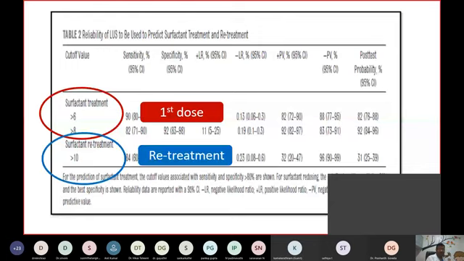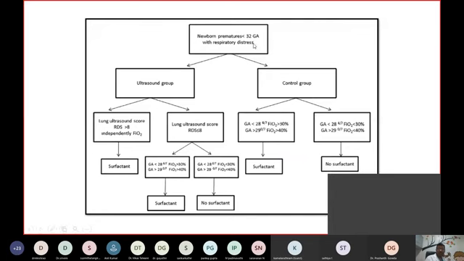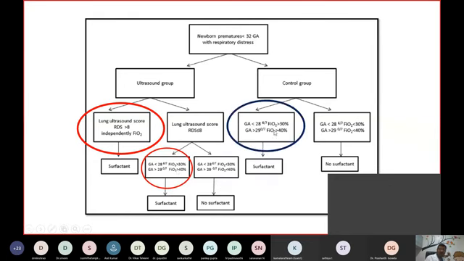Look at one more study. This is a landmark paper which was published 2 months back, the ultrasound trial. Here, newborns of less than 32 weeks with respiratory distress requiring CPAP were divided into two groups, ultrasound and control, and they performed lung ultrasound at 1 hour of life. If the lung ultrasound score is more than 8, as I told you how to look for the score, they gave surfactant independent of FiO2. If the score is less than 8, they gave surfactant based on the FiO2 criteria. Whereas in the control group, they gave surfactant just based on the FiO2 criteria.